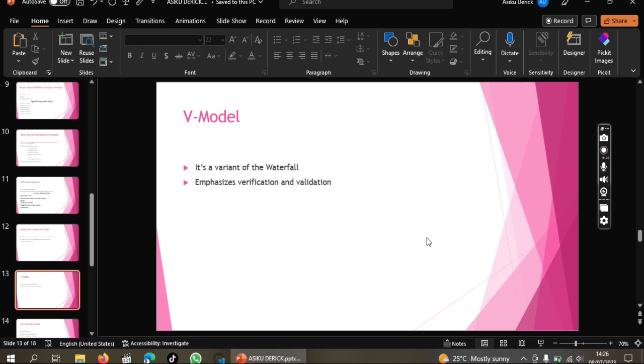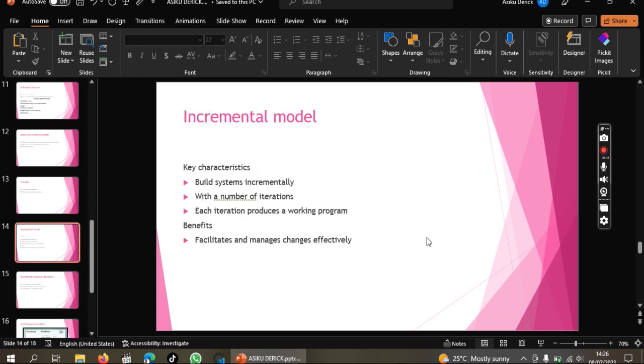Then the V model. This V model is a variant of the waterfall model. It just emphasizes verification and validation. It means that this one is also non-iterative. You can't go back. Then let's talk of the incremental model. The incremental model is where it gives you a chance that after completing a specific area, if new changes are required, you are able to go back. The incremental model has been developed to solve the challenges of the waterfall model.